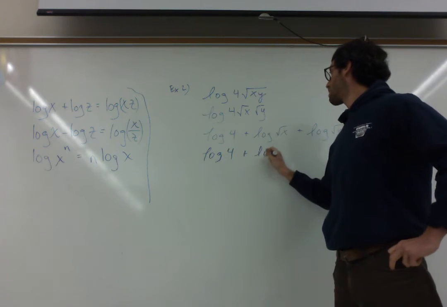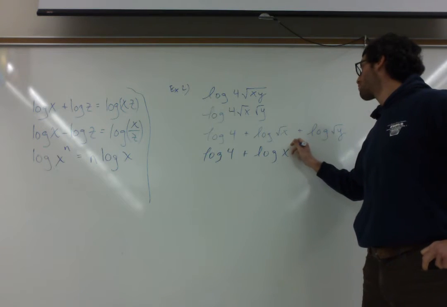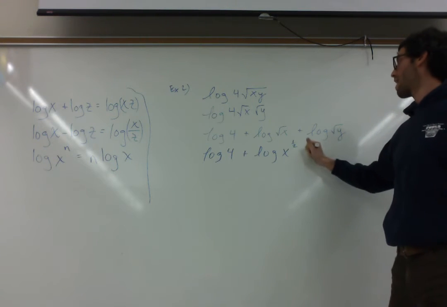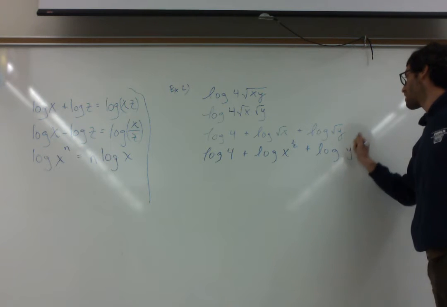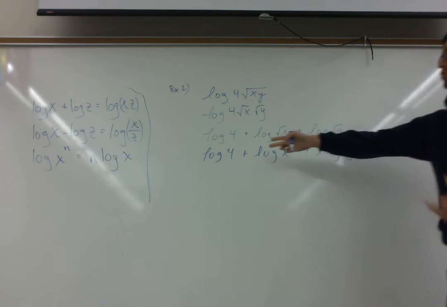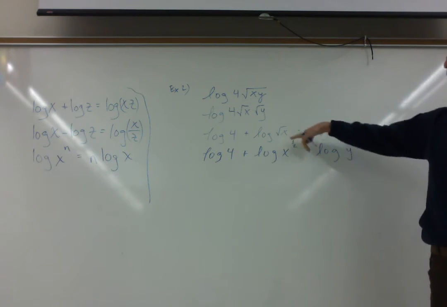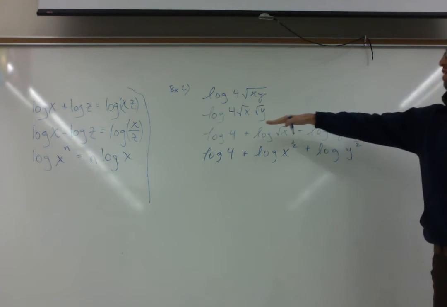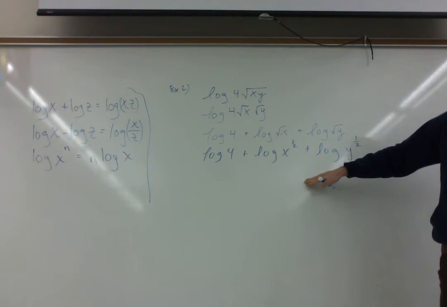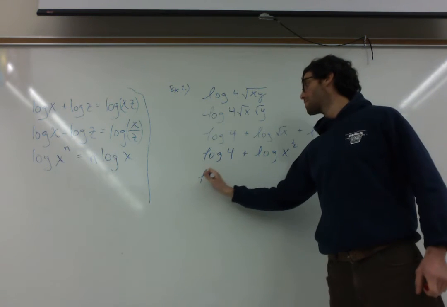We have plus log x to the 1/2, right? Root x is like x to the 1/2. Root y is like y to the 1/2. So you didn't really need to show this step. If you knew this exponent was 1/2, then you could just go right from here to what will be my final step, all right? Leaving no exponents or radicals.